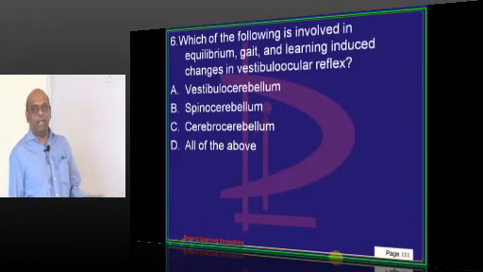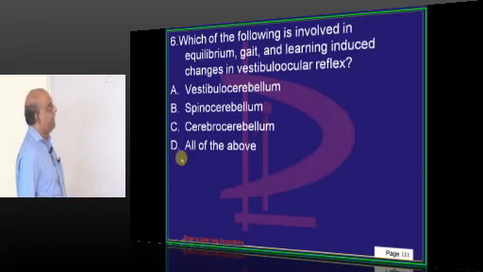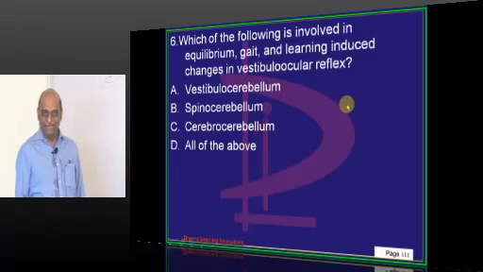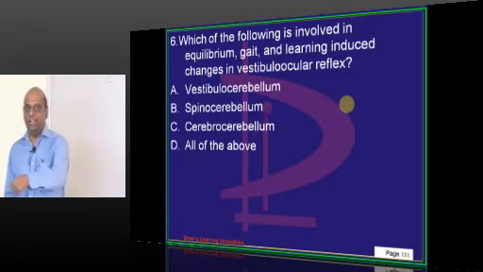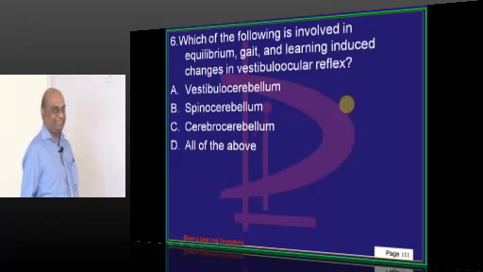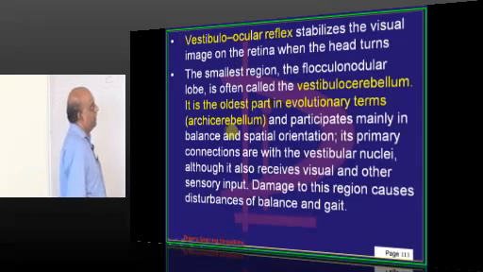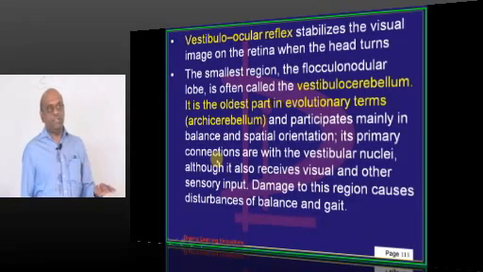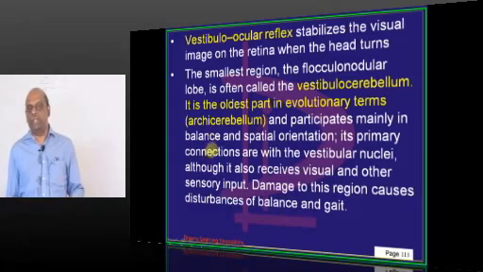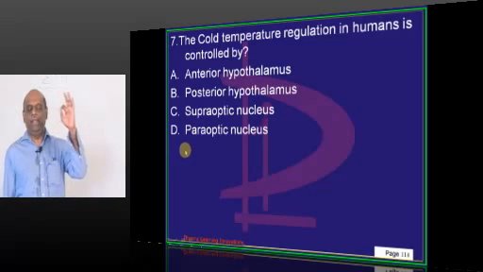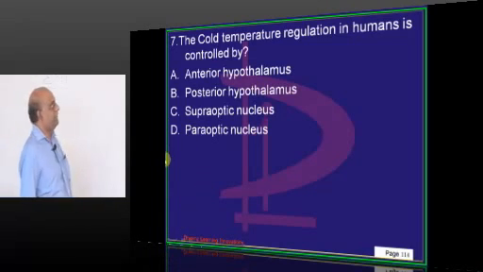Now, for equilibrium, gait and etc. and learning induced changes. For example, you started driving car. You know how to guess the distance, how to not run into the other car and all that. All because of the vestibulocerebellum. So you have archicerebellum, vestibulocerebellum, neocerebellum, all these things. Cerebellar structure, cerebellar histology. They are the high yield areas for the NEET PG.